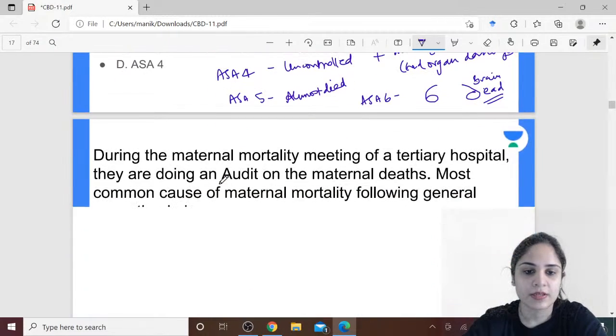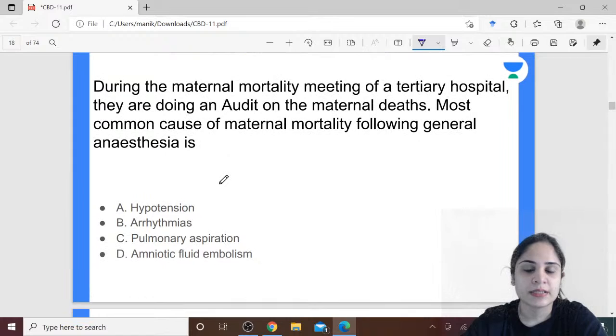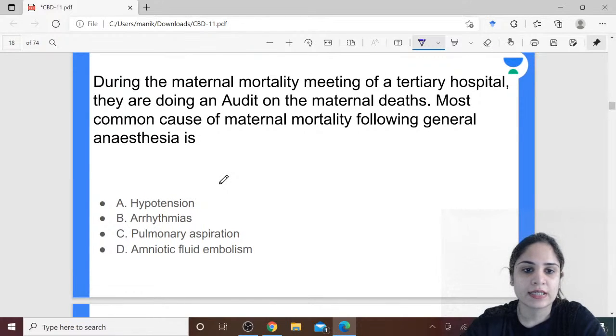Okay, next one. During the maternal mortality meeting of a tertiary care hospital, they are doing an audit on the maternal deaths. Most common cause of maternal mortality following general anesthesia is hypotension, arrhythmias, pulmonary aspiration or amniotic fluid embolism.